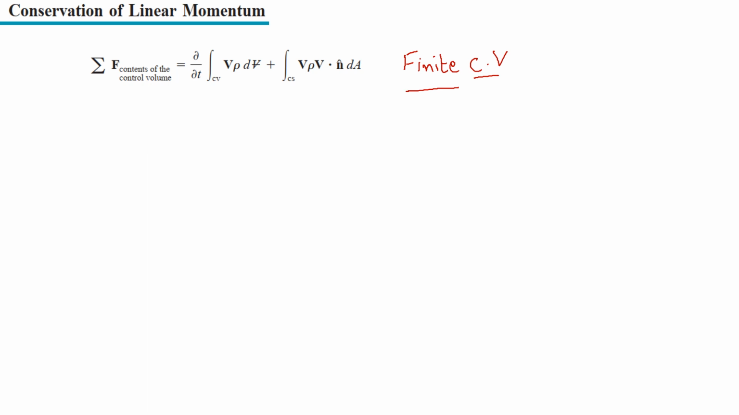So now let's talk about the conservation of linear momentum. As you remember, we already derived a term for the conservation of linear momentum for a finite control volume by using the Reynolds transport theorem, and this is the term we derived for a finite control volume. This was our Reynolds transport theorem in terms of conservation of linear momentum: the summation of forces on the control volume is equal to the partial change with respect to time of momentum inside the control volume plus the momentum exchange across the control surfaces.